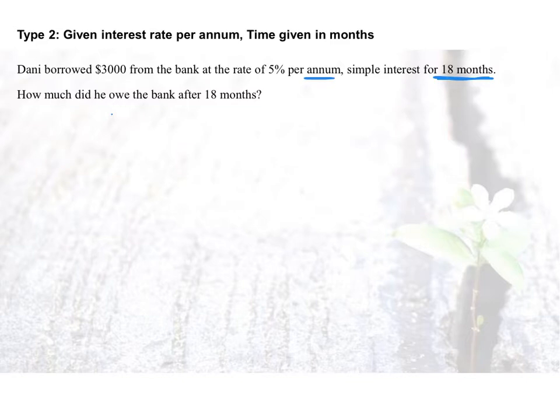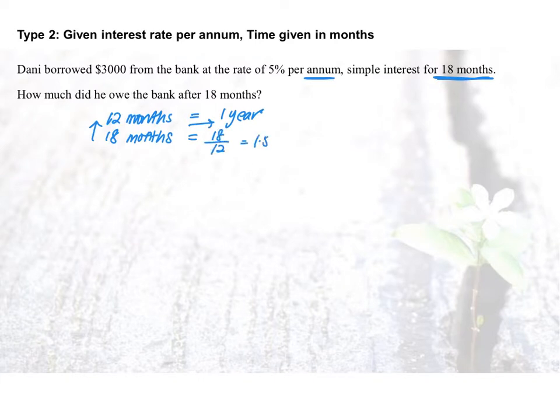So 12 months is equals to 1 year. So 18 months will be equals to 18 divided by 12 times 1, which is 1.5 years.